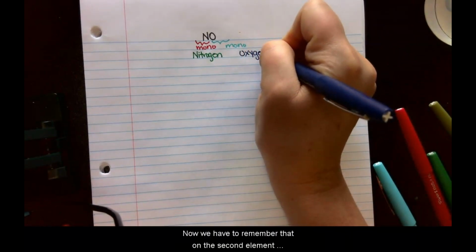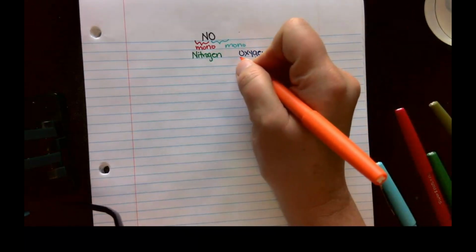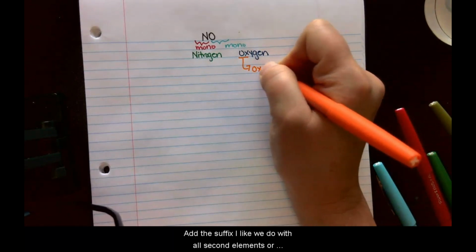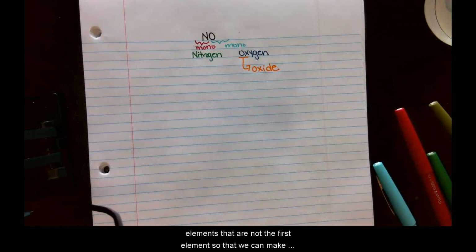Now we have to remember that on the second element, you have to look up those non-metallic roots, and the root of oxygen is ox. So we're going to pull down that root here and add the suffix "ide," like we do with all second elements or elements that are not the first element, so that we can make sure that we understand that they go second.